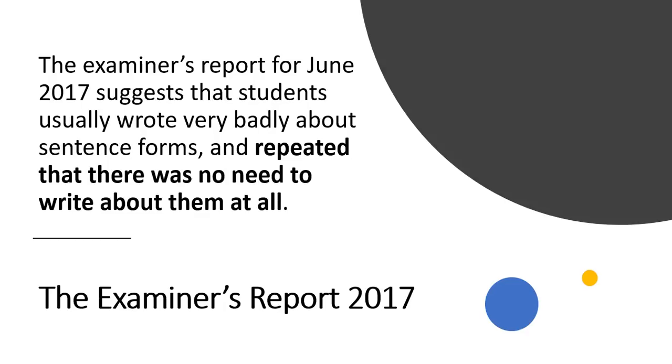So the examiner's report for June 2017 suggests that students usually wrote very badly about sentence forms, and they made up stuff that didn't really work, and then repeated that there was no need to write about them at all.